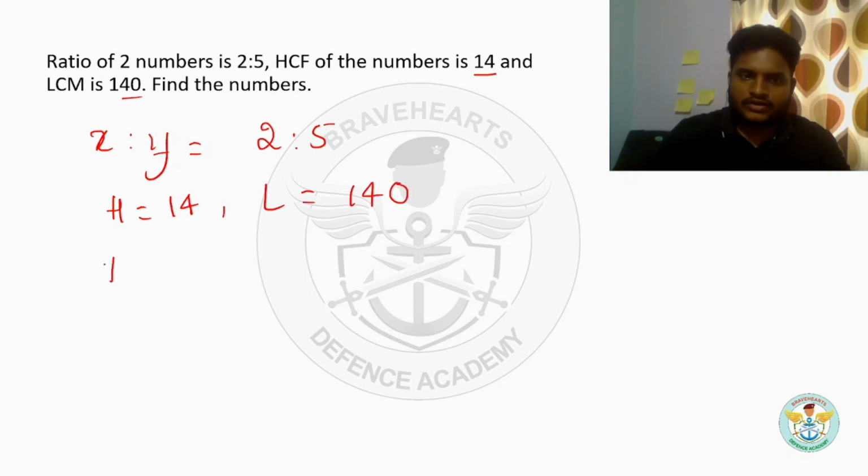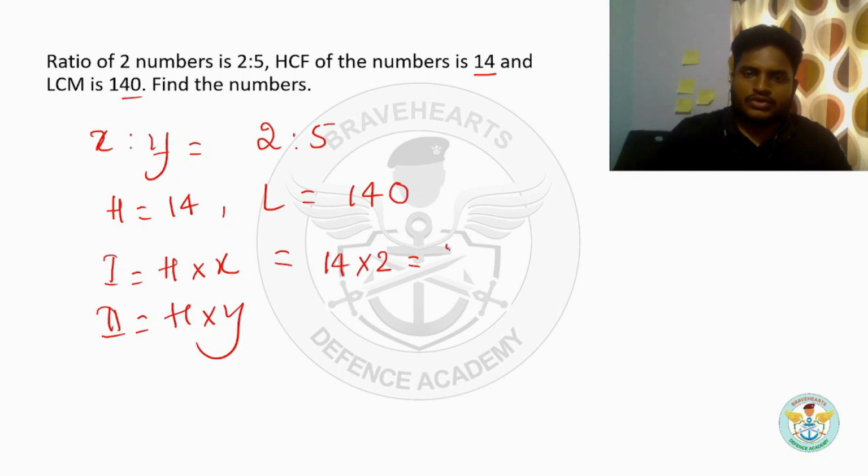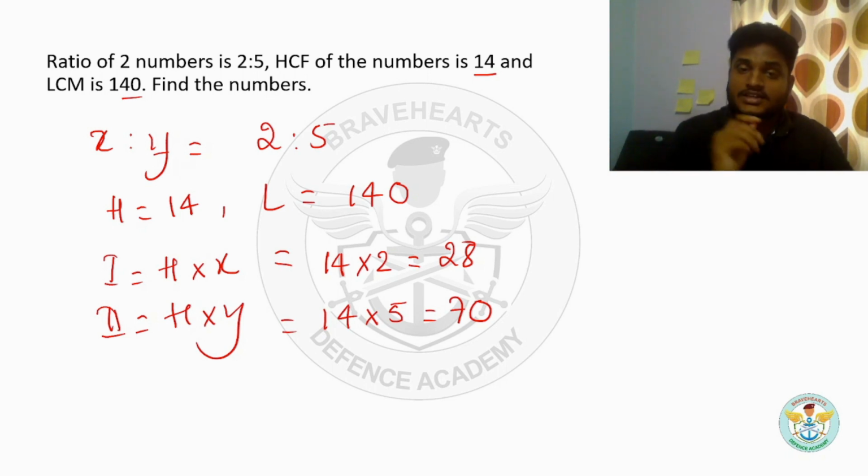As I pointed out, your first number can be written as HCF into x and your second number can be written as HCF into y. Here the first number was 14 into 2, that is 28. The second number was HCF 14, your ratio was 5. So 14 into 5 can be written as 70.